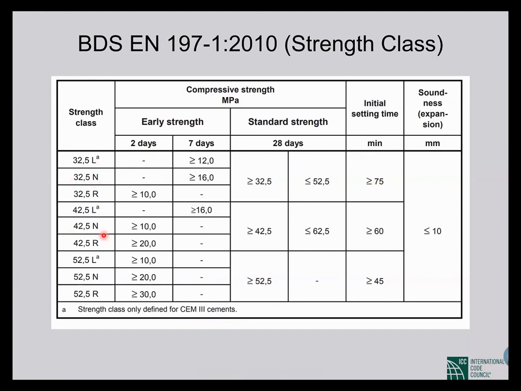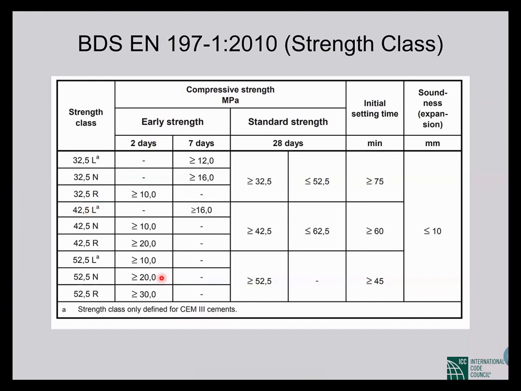In most cases, you'll find this number, 42.5 N. N means normal or ordinary. R, we don't have R. R means rapid, for rapid early strength gain, this is the class, 42.5 R. For ordinary, when you don't need early strength gain, that is ordinary. In some cases, only for CEM3, there is another class denoted by L, which means low early strength gain. CEM3 is blast furnace cement, Portland blast furnace cement. So in that type of cement, this low early strength gain type is available.